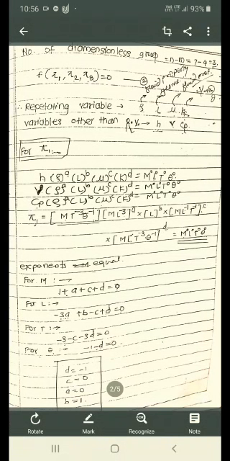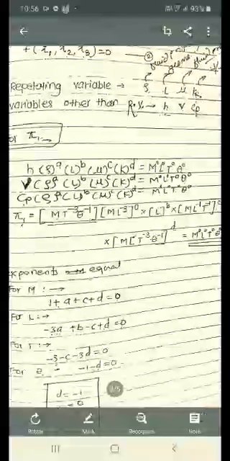Now while calculating pi 1, we know h. For h, the dimension is M t raised to minus 3 theta raised to minus 1. For rho, meaning density, it is mass upon volume: mass M and volume measured in terms of length, so L cube. So M L raised to minus 3, then L raised to b.